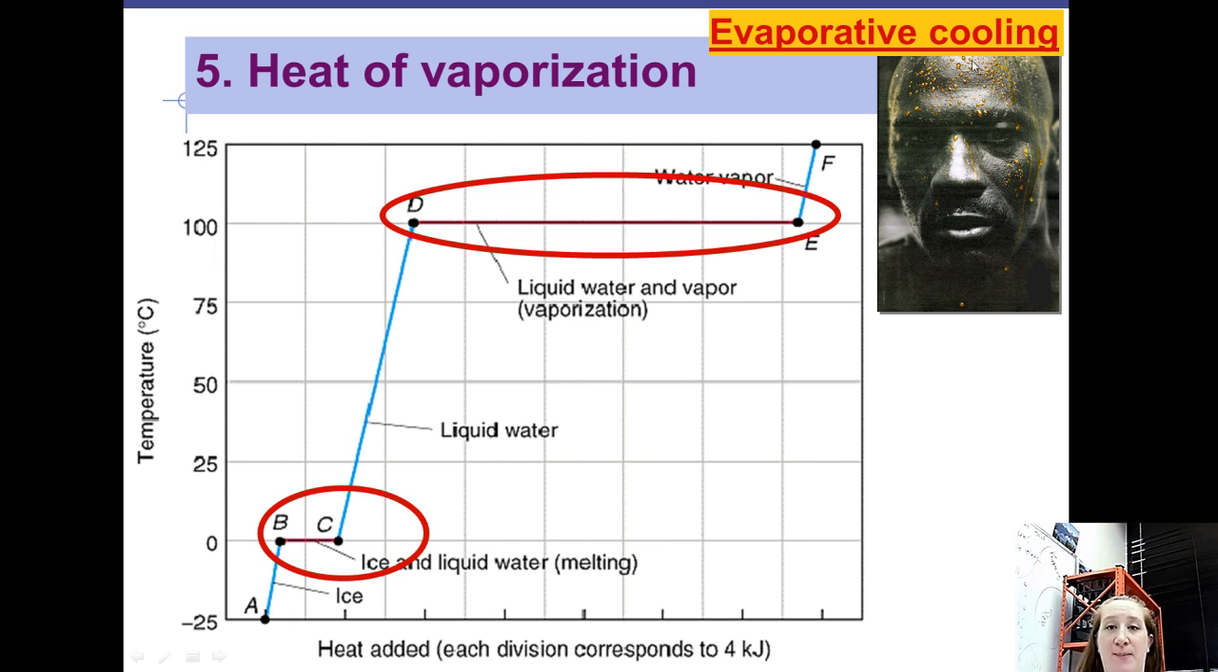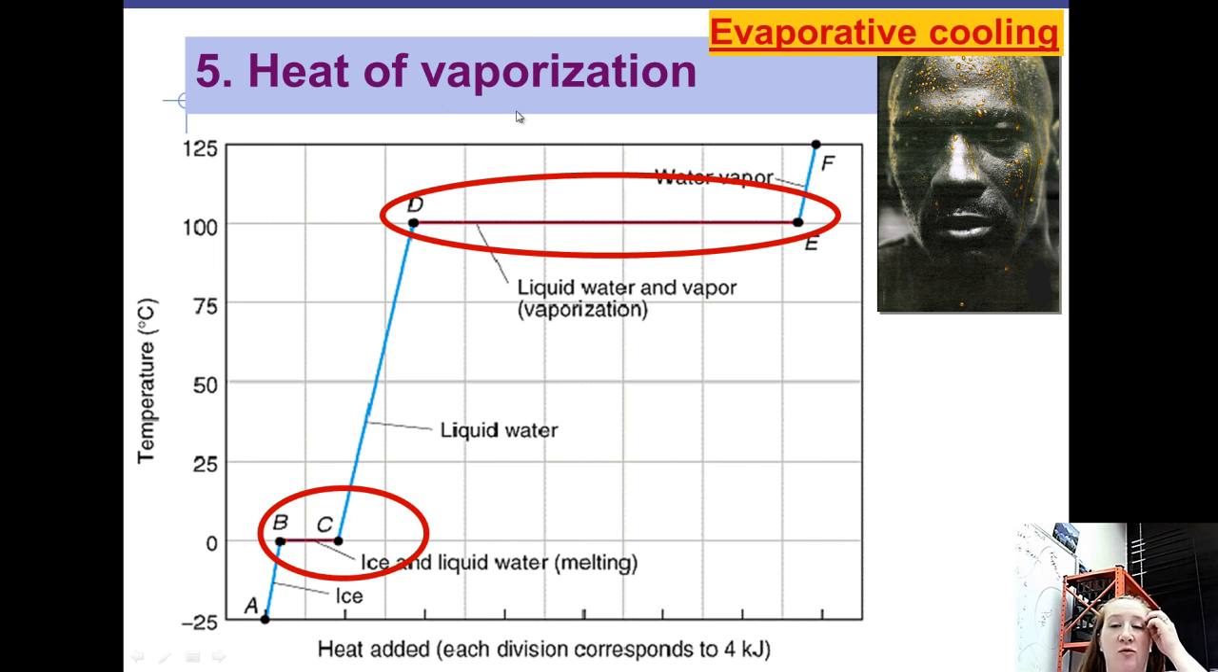Evaporative cooling is not the property. The high heat of vaporization is the property. Evaporative cooling is a byproduct of this property. That's kind of important because when you're writing essays, if you called evaporative cooling the property, you wouldn't get points. So you have to talk about high heat of vaporization.